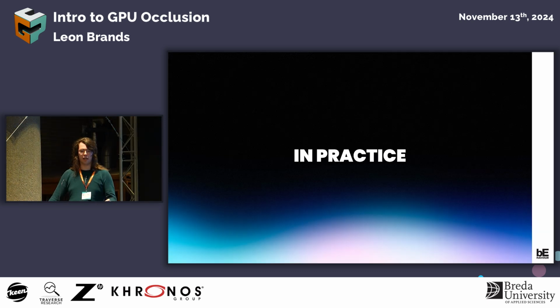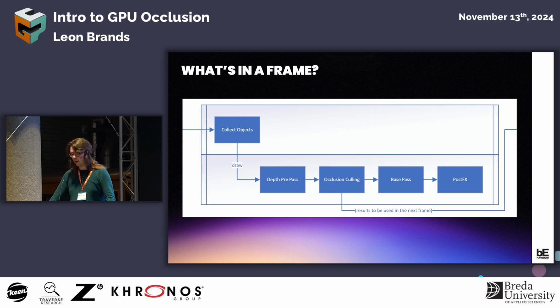So how does this work out in practice? Here is a super quick breakdown of our frame. At the start of the frame, we collect our objects. Then we use them to draw the depth prepass. Using that depth buffer from the prepass, we can run the occlusion culling pass. And after that, we can do our base pass and post effects and anything else that I haven't mentioned that isn't as relevant right now.